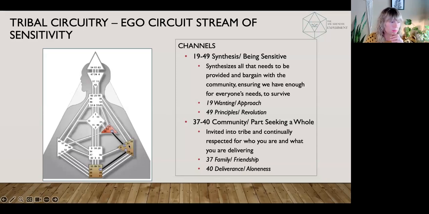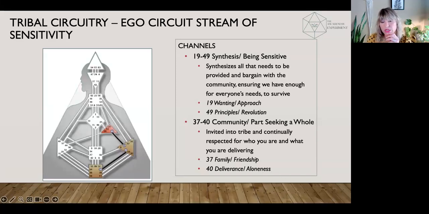This one's also a projector channel. So you're invited into a tribe and continually respected for who you are and what you are delivering. This is the gate of family, channel, right? And I don't have any of it. This is the gate of family and friendship, and then being delivered. The gate of 40 is deliverance and aloneness. So I'll go into that.